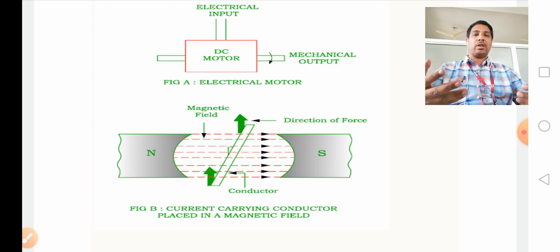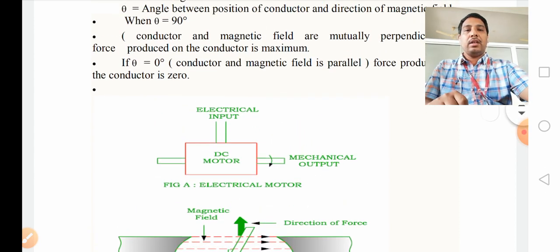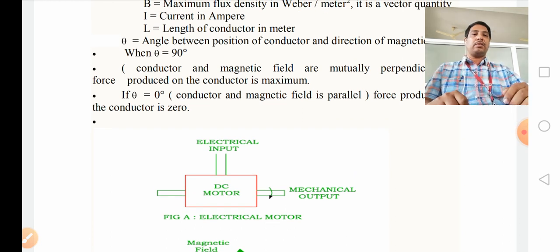That is what we can get from the figure. When the conductor is in parallel with the magnetic field, the angle theta is 0, and no force is produced. If we change the rotor position of the conductor from 0 to some 30 degrees or 45 degrees, definitely some force will be produced on the conductor.